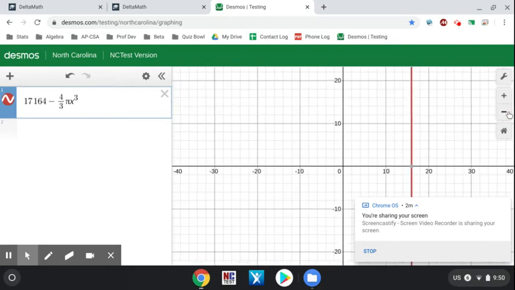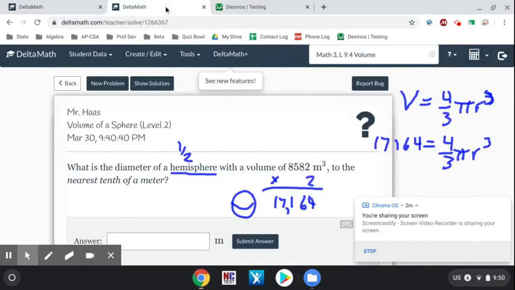I might have to zoom out a little bit to see it. But once I zoom out a little bit, there's my x-intercept. My x-intercept is roughly 16. So I think that is telling me my radius is approximately 16.